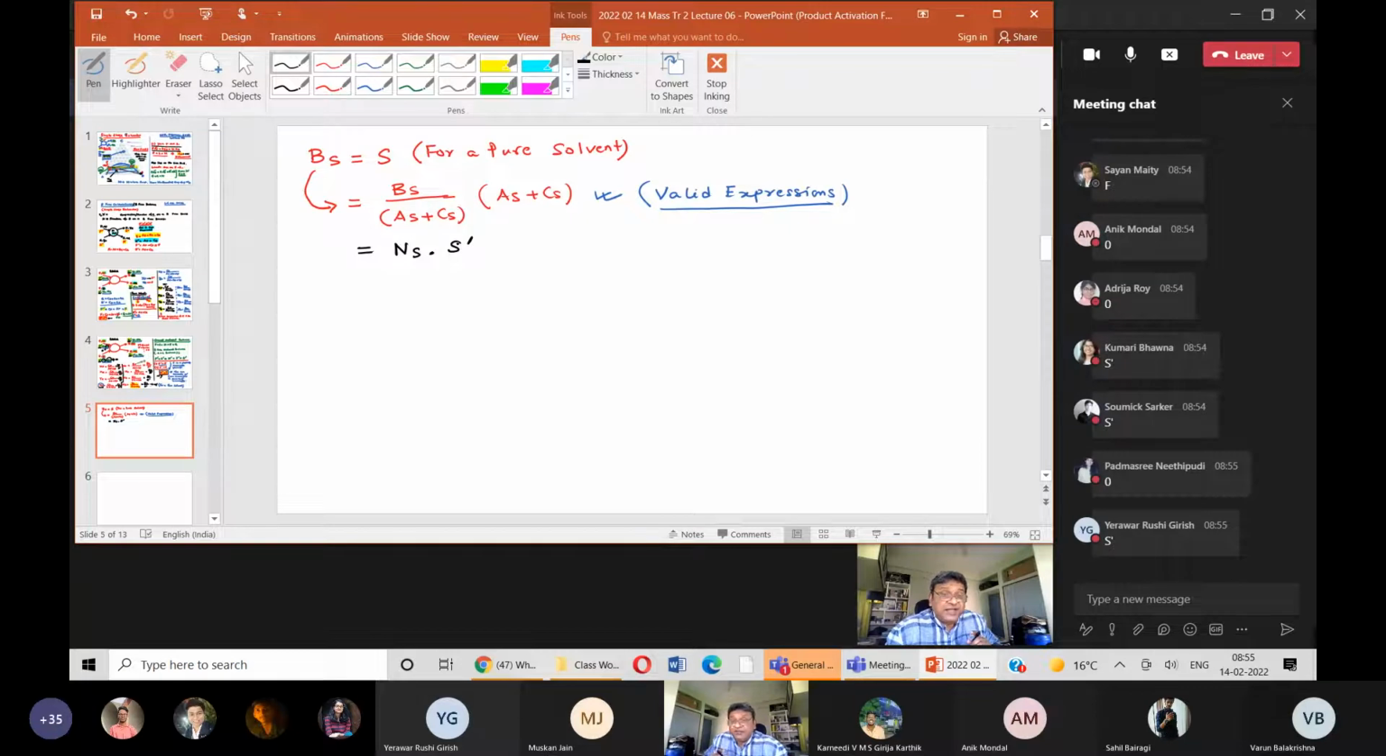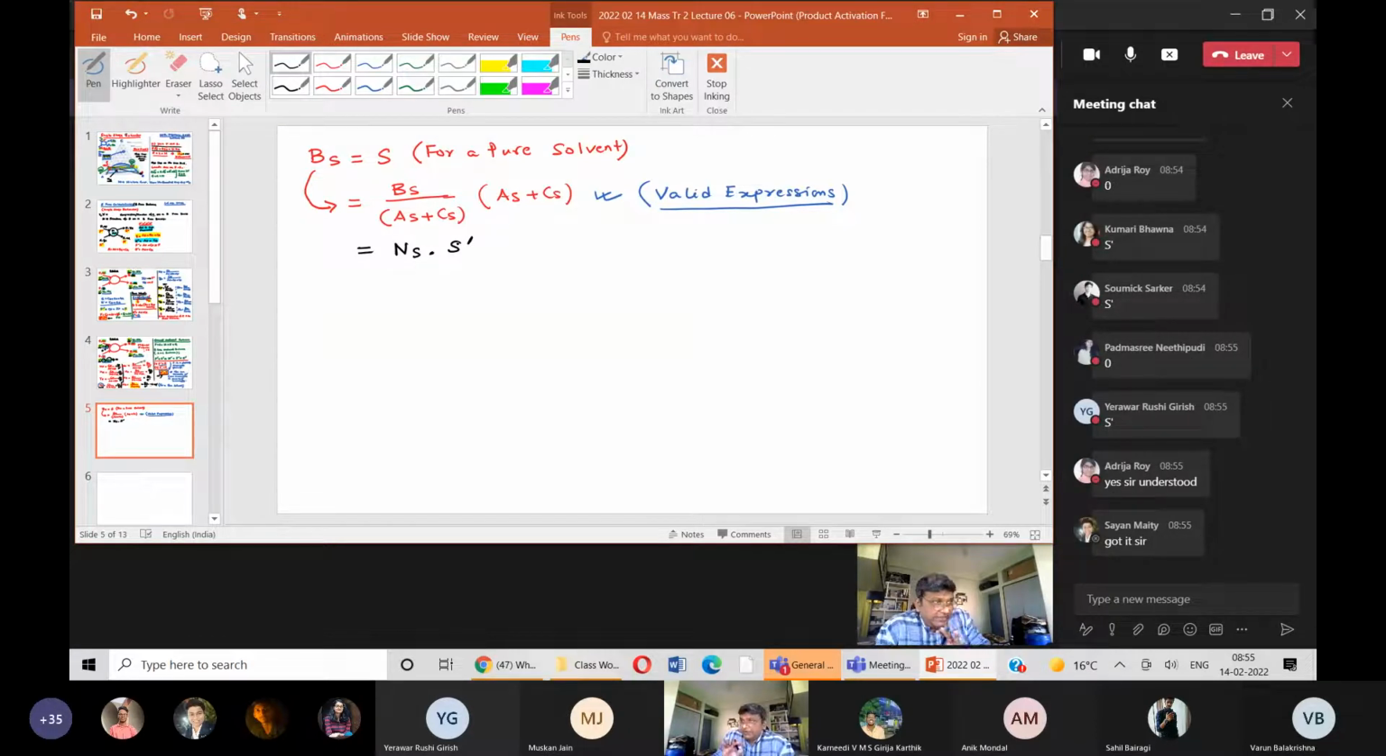See, if you write the value AS plus CS is equal to 0, then we are essentially doing a mathematical blunder. We are essentially multiplying and dividing. We are inviting trouble. Now, what we are actually doing is multiplying it and dividing it by 0. That is for a pure solvent. But I am now writing just the expressions.